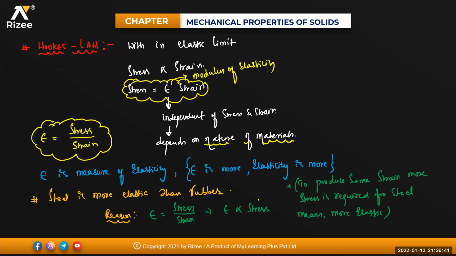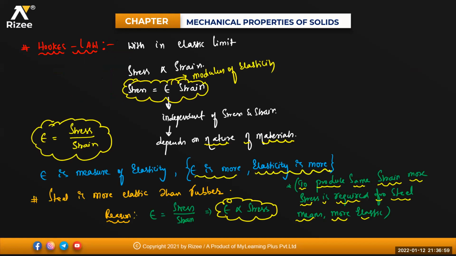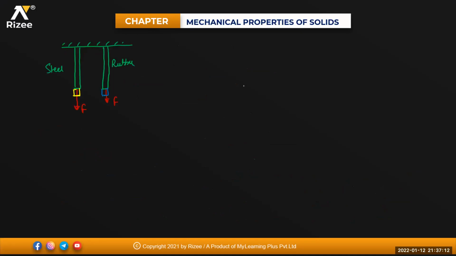See, to produce the same strain, that means the same change in dimension, more stress is required for your steel. It means what? More elastic, because elasticity is directly proportional to the stress. The more the stress, the more the elasticity. If E is more, elasticity is also more. Is that clear? Sure. Next slide.